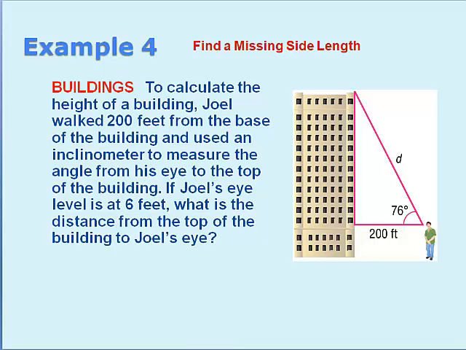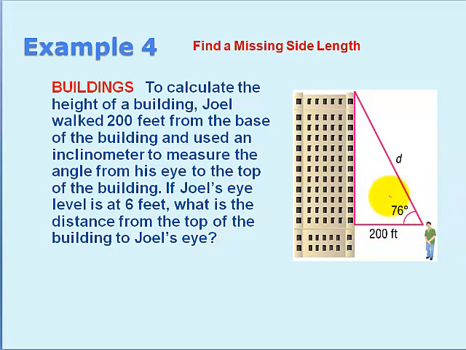To calculate the height of a building, Joel walked 200 feet from the base and used an inclinometer to measure the angle from his eye to the top of the building. If Joel's eye level is 6 feet, what is the distance from the top of the building to Joel's eye?